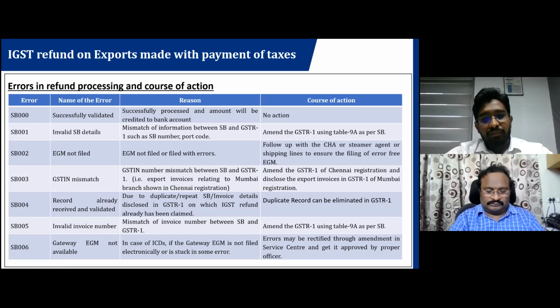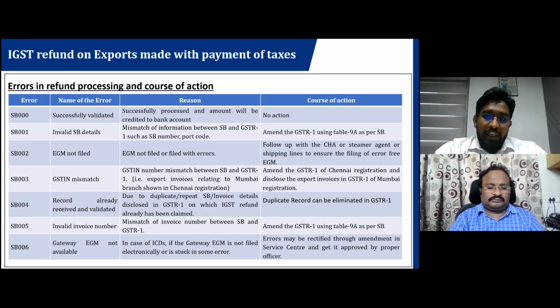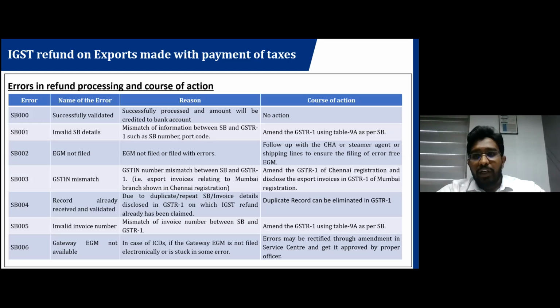In that, SB002 and SB006. If we come across these errors relating to EGM filing, our course of action should be, we need to call our liner to file the EGM as early as possible. Once the liner files the EGM, your refund will be processed.